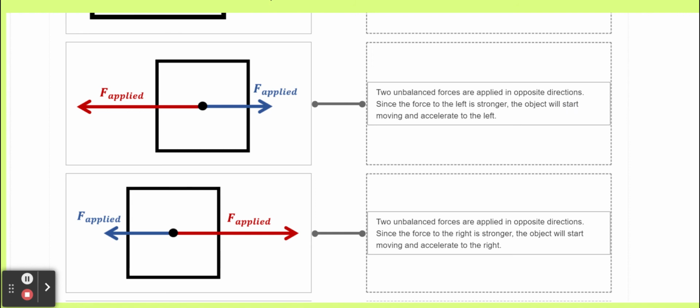So we have two unbalanced forces, except this time the one to the left is stronger, so it'll accelerate towards the left.